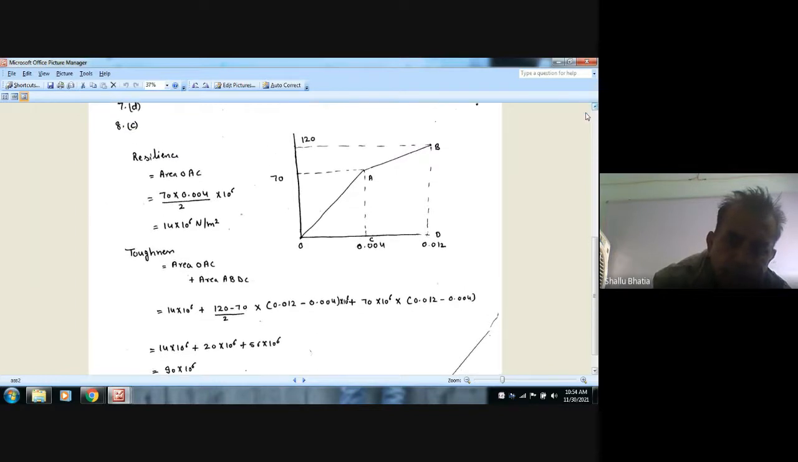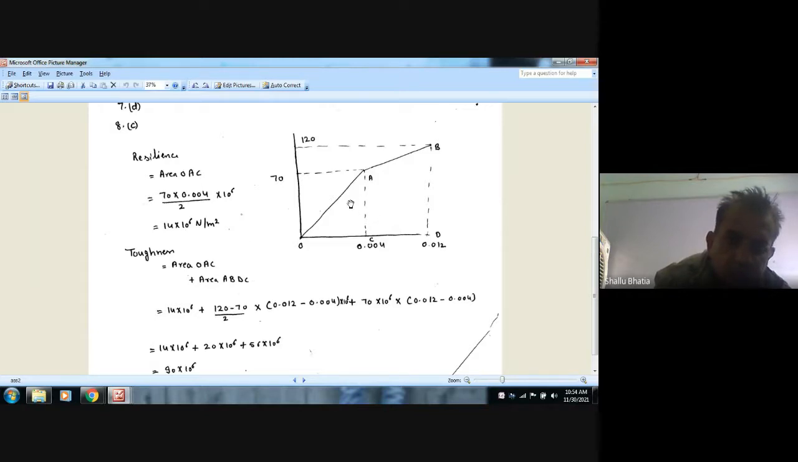So resilience is area AOC. The perpendicular is 70 and base is 0.004, and area of triangle is 70 by 2 into 0.004 into 10 to the power 6, which is 140 into 10 to the power 3.